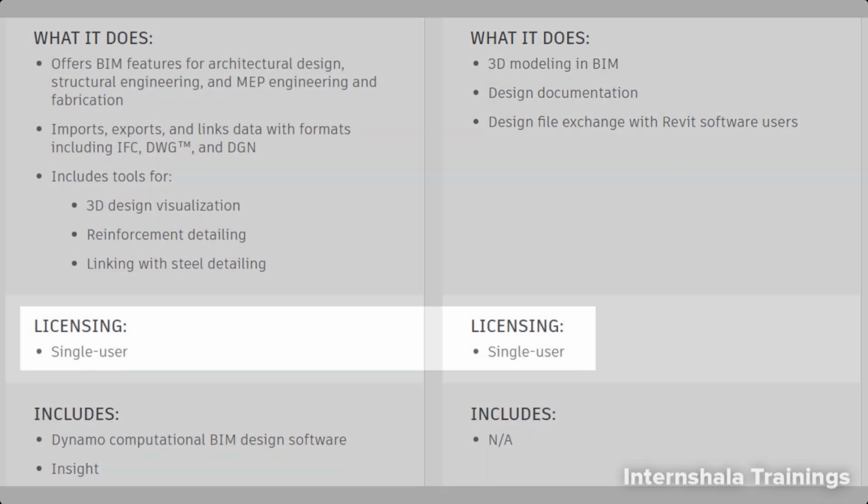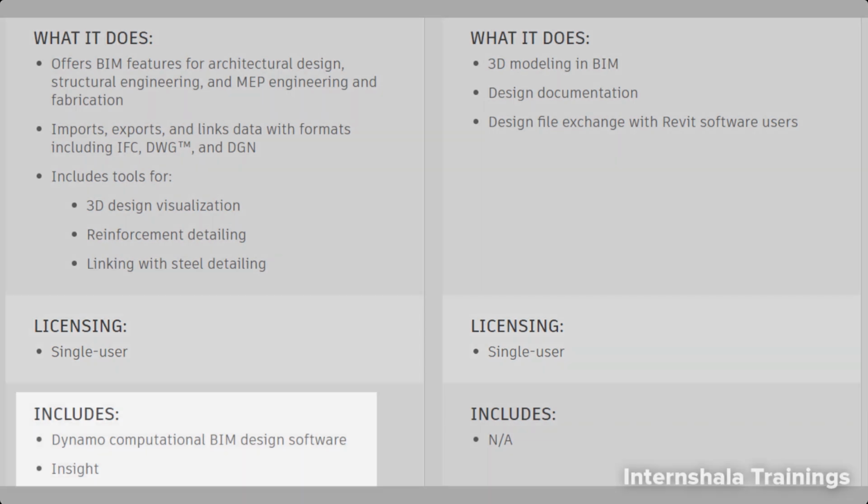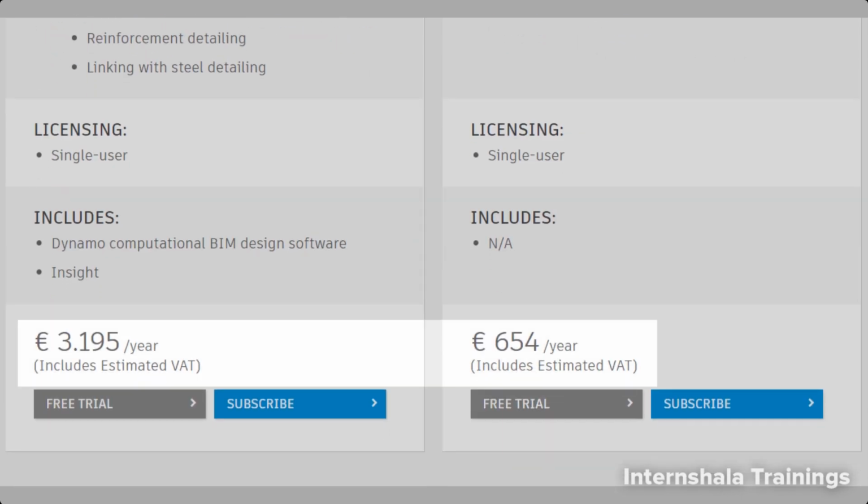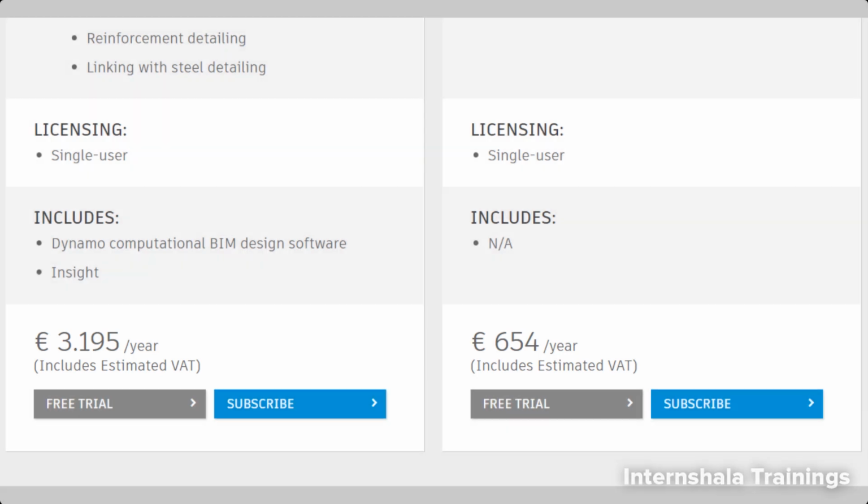Both Revit and Revit LT have a single user license. While full Revit includes Dynamo, computational BIM design software, and Insight, Revit LT does not. As of April 2020, Revit currently costs €3,195 per year, while Revit LT only costs $654. So depending on what you want to achieve with Revit, you have a choice between the full package or the light version.